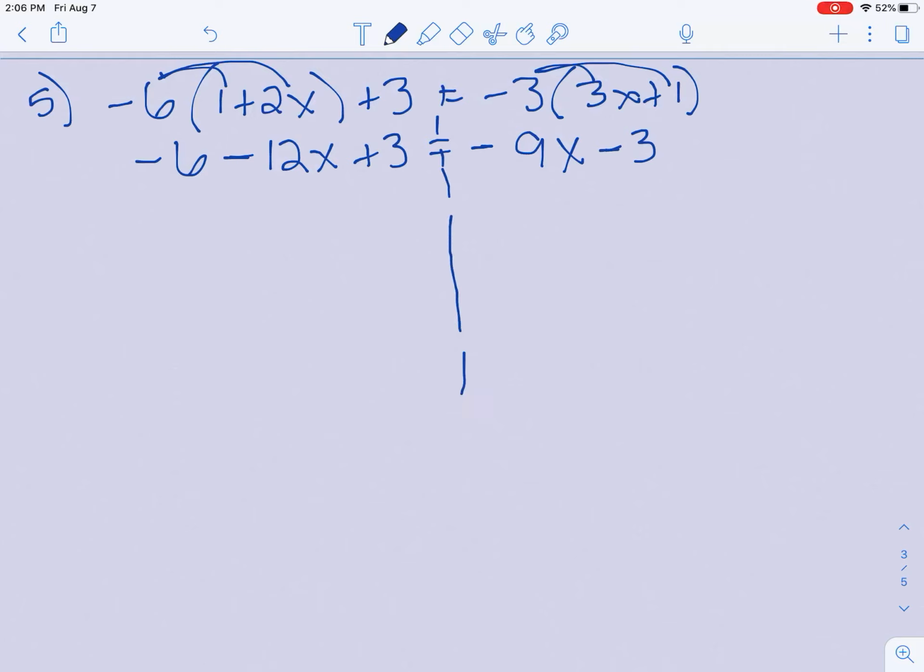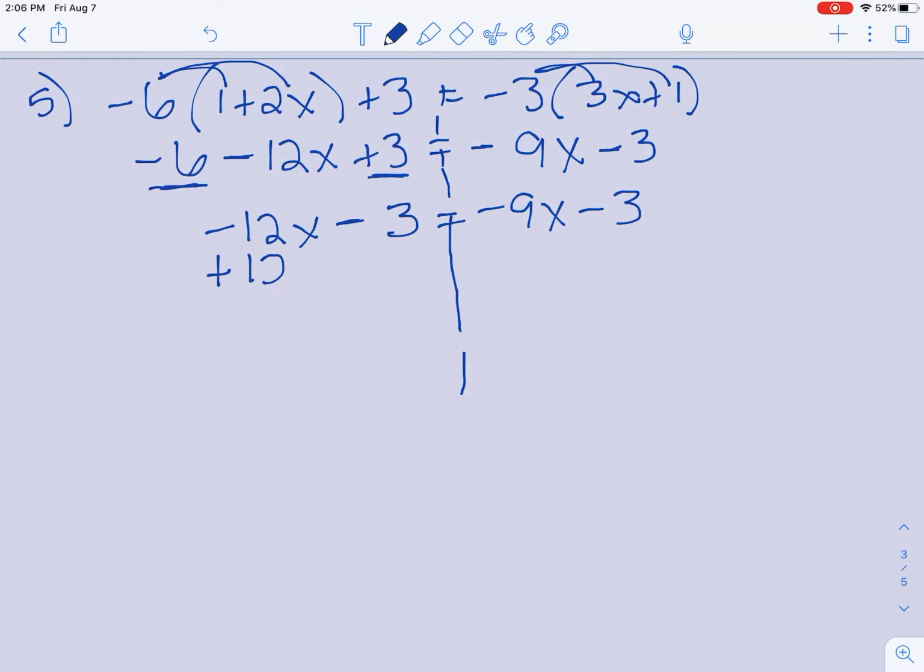We can draw our dotted line in and start moving stuff. Before I move stuff, I notice that I have these guys that are like terms, negative 6 and 3. So let's simplify that. I'm going to bring down my negative 12x. Negative 6 plus 3 would be minus 3. I'm going to bring everything else down, and now I'm going to start moving. So for this one, if I want my x's to be positive, I'm going to move my smaller one, which would be my negative 12x.